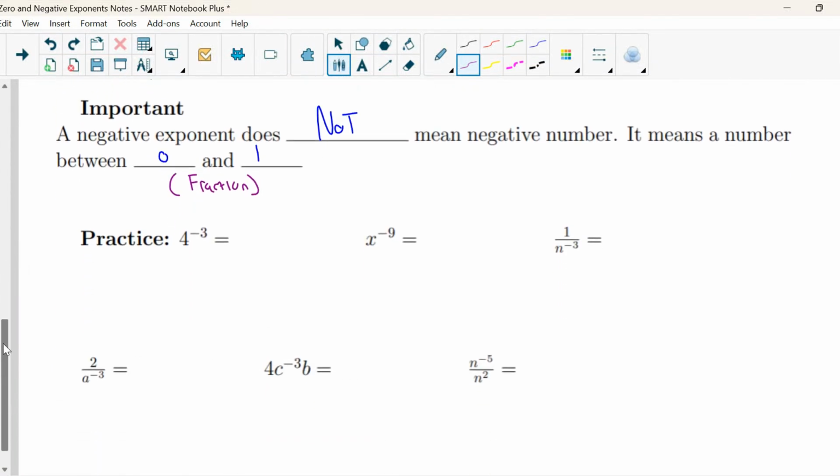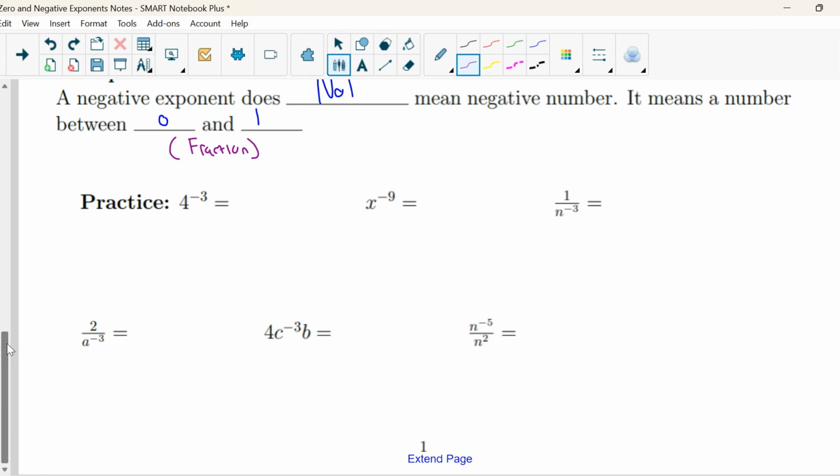So, a couple of quick practice questions. We'll do about half of these and save the other half for class. If I have 4 to the negative 3rd power, I don't want to work with a negative exponent, so let's take the reciprocal first. This becomes 1 over 4 to the positive 3rd power. 4 to the positive 3rd power is 4 times 4, which is 16, times 4, which is 64. So this is the same as saying 1 over 64.